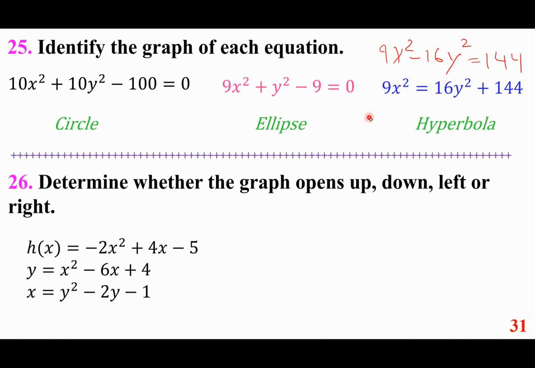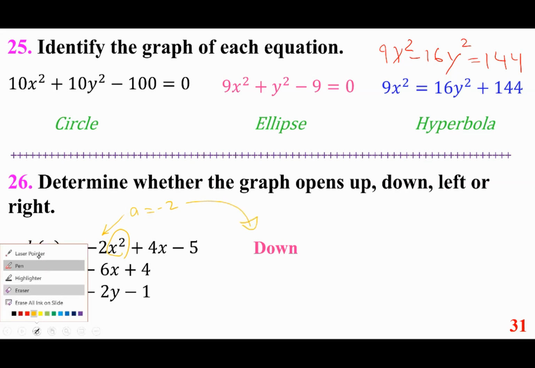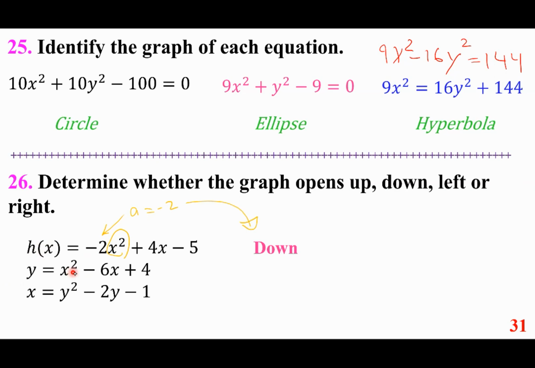Determine whether the graph opens up, down, left, or right. This one is quadratic with respect to x. So it either opens up or down. The reason it opens down is because a is negative. Because this opens up or down, and a is negative, it's down. Quadratic with respect to x, again, opens up or down. The coefficient is positive, it opens up. Quadratic with respect to y, therefore it opens either to the right or to the left. Because the coefficient is positive, it opens to the right.